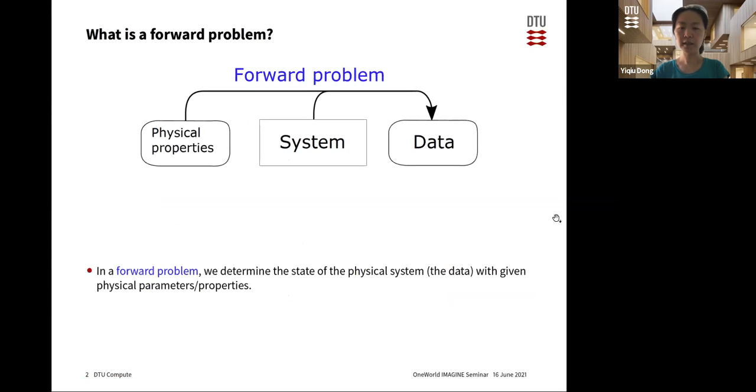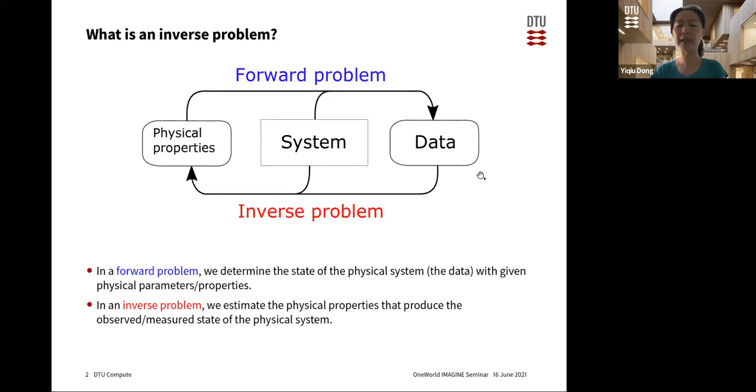So let's start with a few words on inverse problems. Of course, we need to set up the forward problem first. So basically in a forward problem, we try to calculate the state of a physical system with given physical properties. Then the inverse problem basically is going backward. If we have some measurements, then according to the measurements, we try to estimate those physical properties.